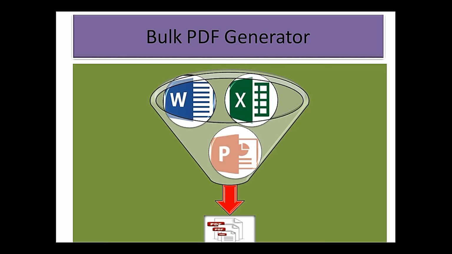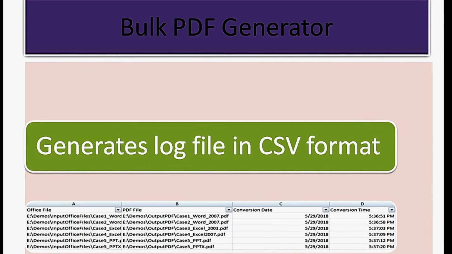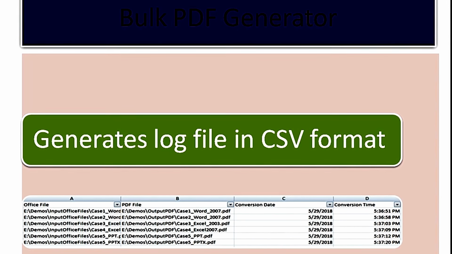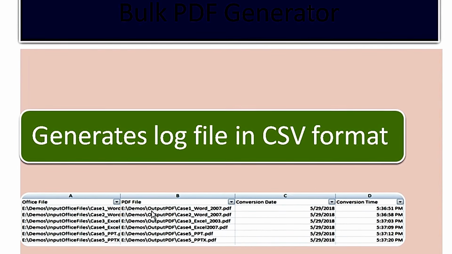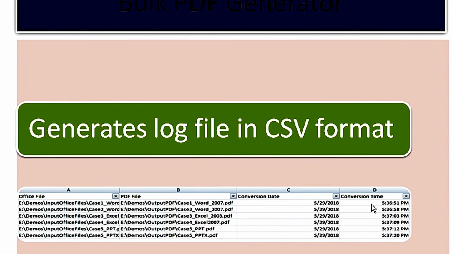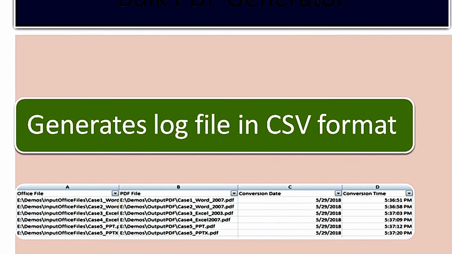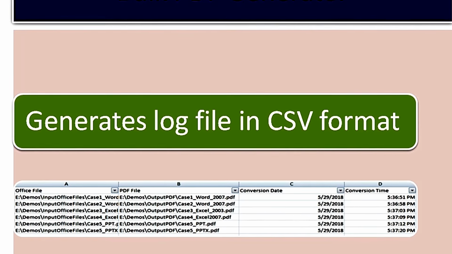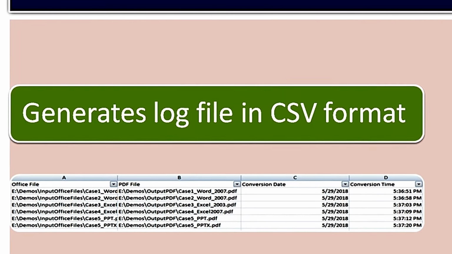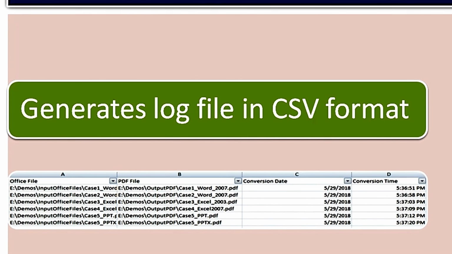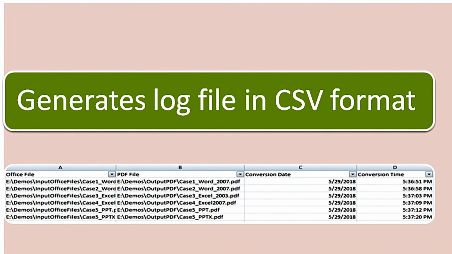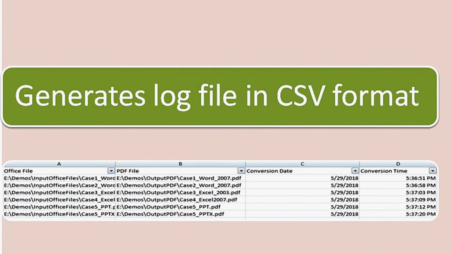This utility also generates a CSV file, a log file to track your input and output files. From here, you can get the path of the input files, the Office file, the PDF file, the output, and the conversion date and conversion time. Especially when you're running for multiple days, multiple times, you can keep the same log file. The data will be in the same log file, and you can filter it by date. So for a particular date, we can get the data, the PDFs, and you can sort by time. This is a very useful log file.